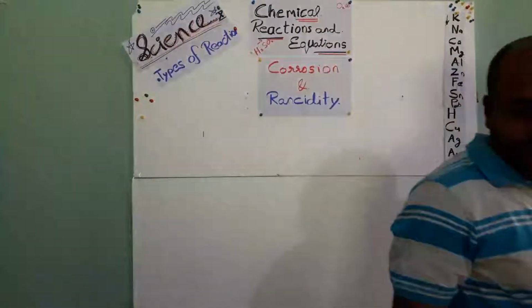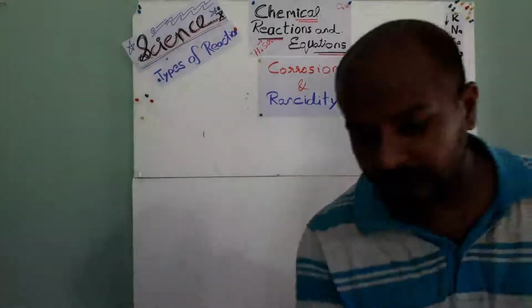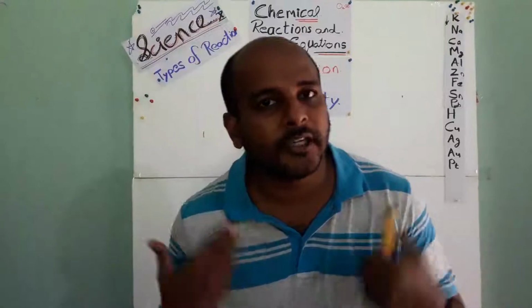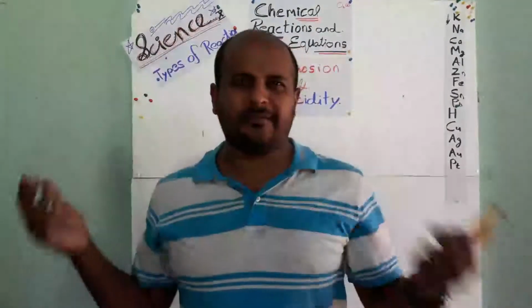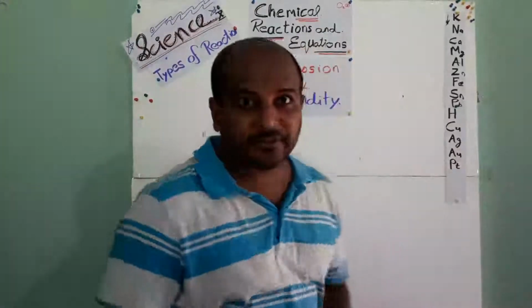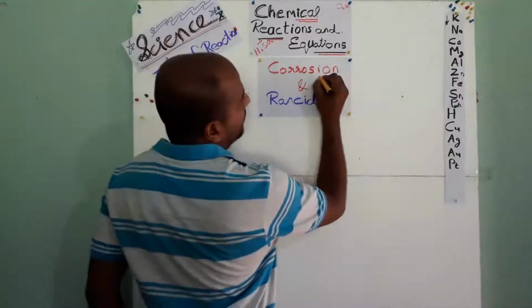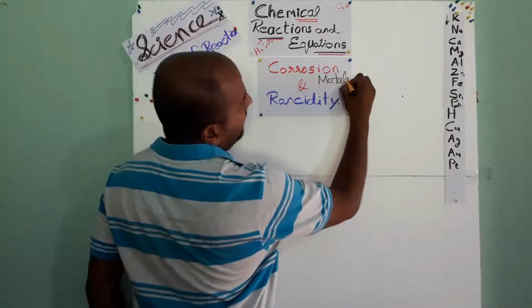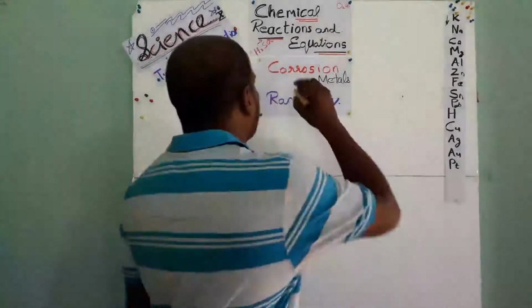Okay, corrosion is very familiar to you, isn't it? Mostly corrosion happens to what? Corrosion happens to metals. Corrosion mostly occurs in metals. The best example is corrosion of iron.